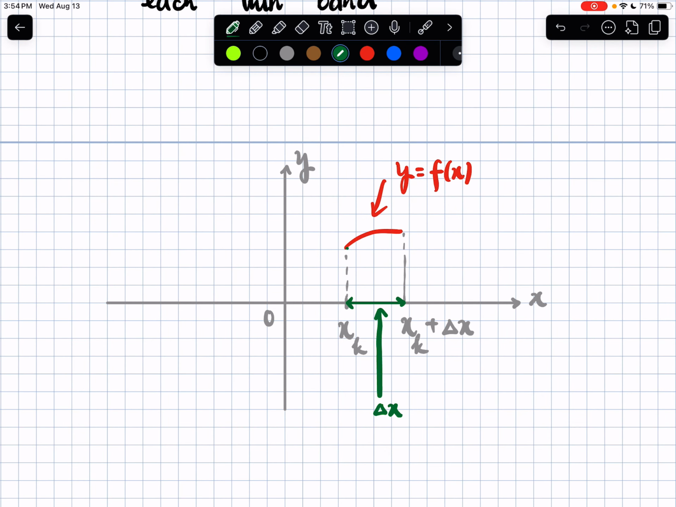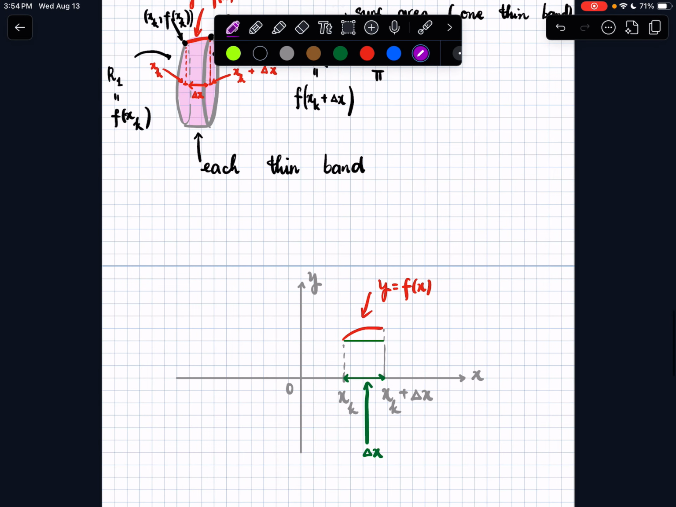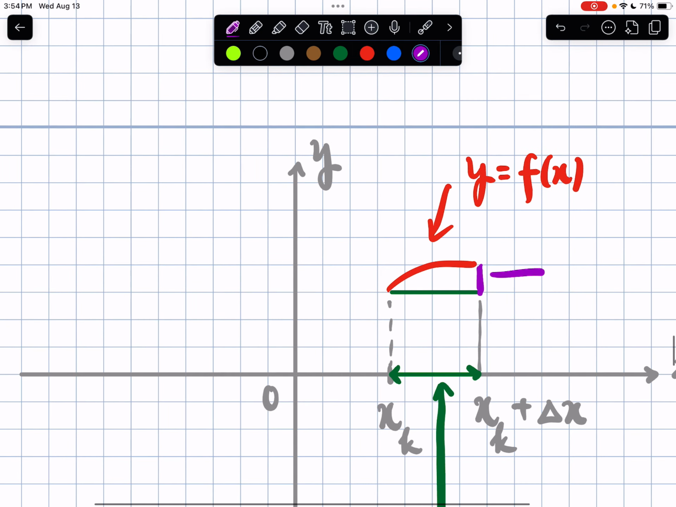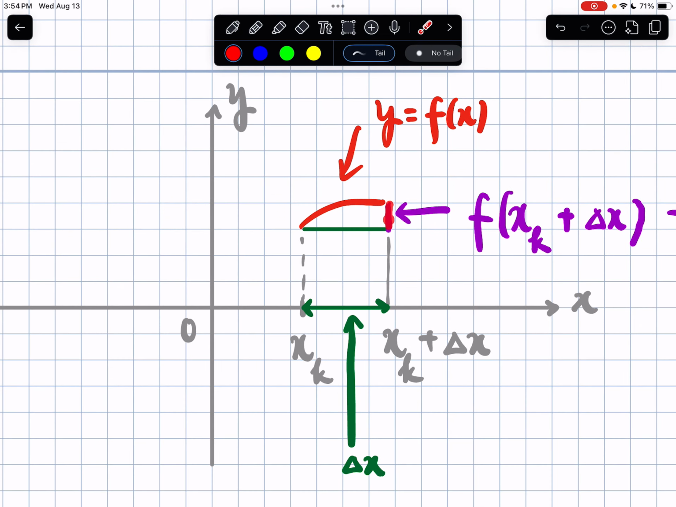So we know that this length is delta x, and this length is actually f of xk plus delta x minus f of xk. The reason is that this length is the length here minus this length.